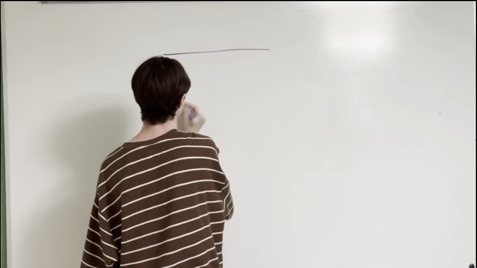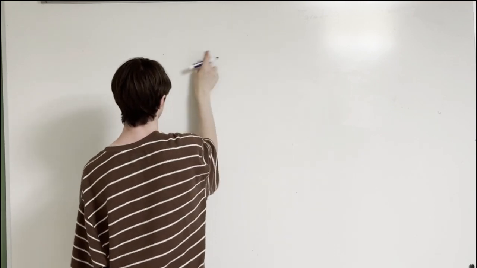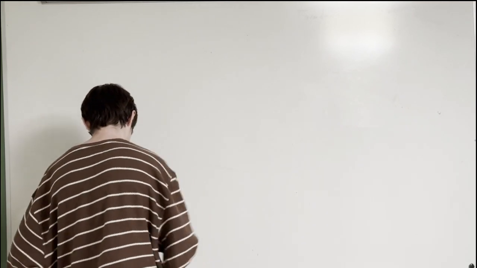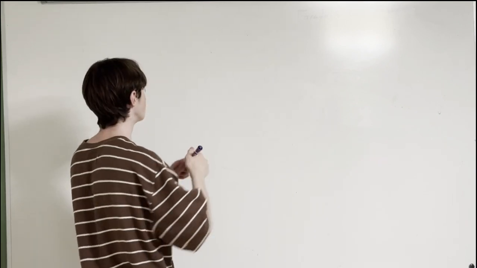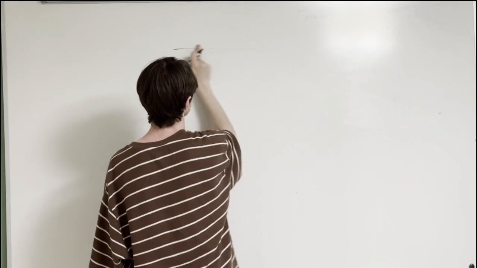So let's say we have a circuit that looks like this. I could use a better pen. I got my double-sided pen. That's terrible.